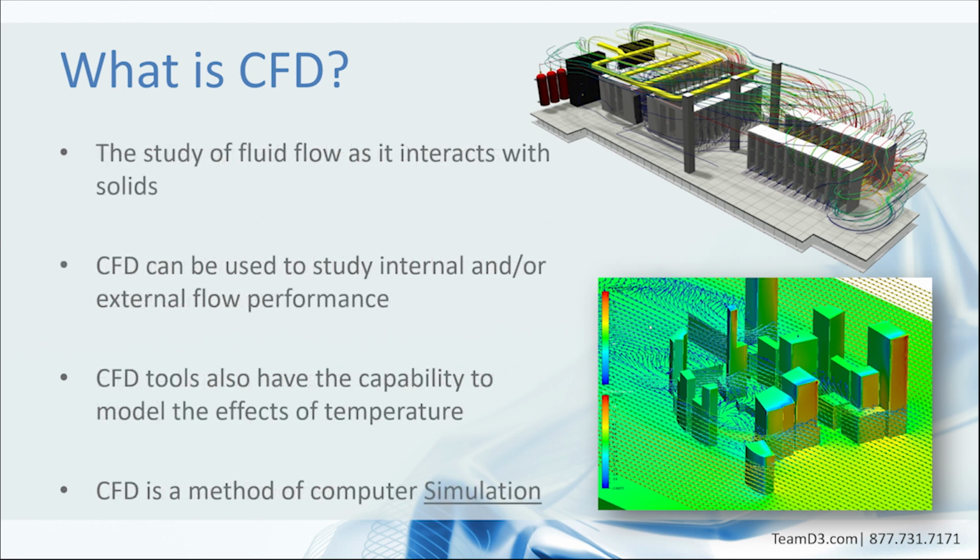CFD is basically a method of predicting the flow behavior of fluids as they interact with solid objects. Heat transfer and its effects on the flow is commonly modeled as well. The flow can be internal flow, meaning it's contained by the solid object, or external flow, meaning it goes around the solid object. CFD is a method of computer simulation.